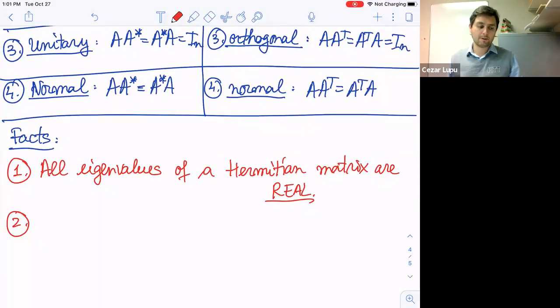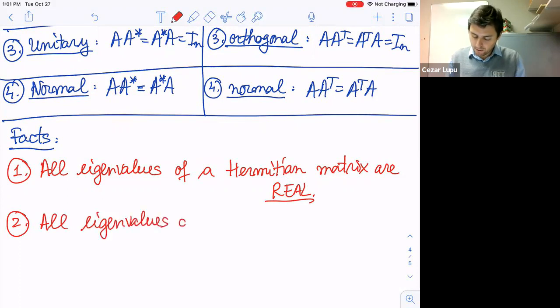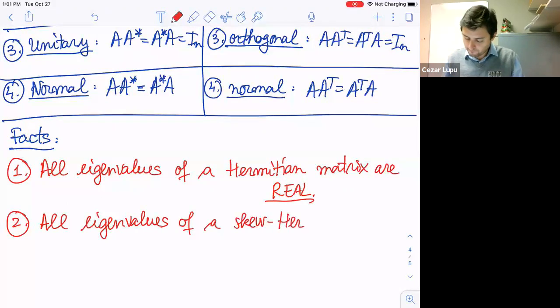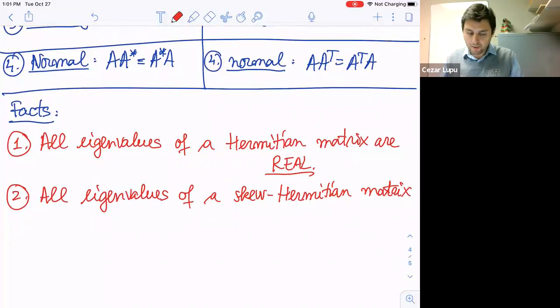And also, all eigenvalues of a skew Hermitian matrix are pure imaginary.